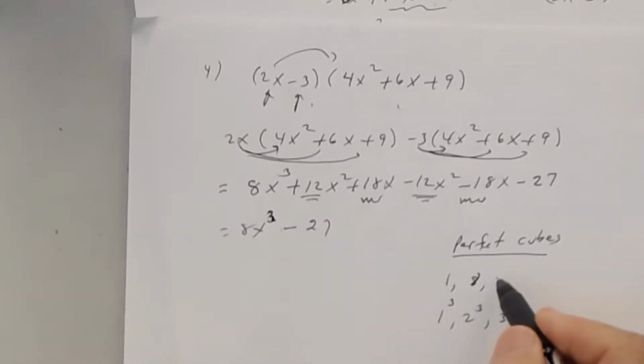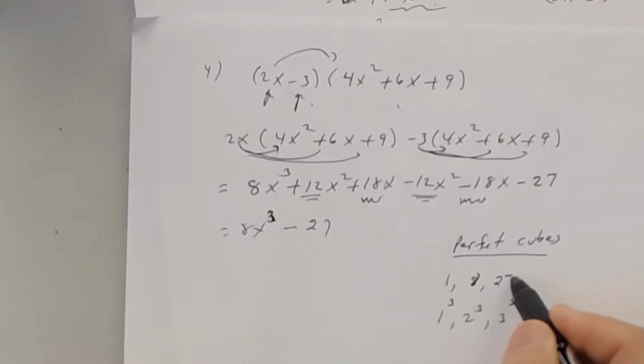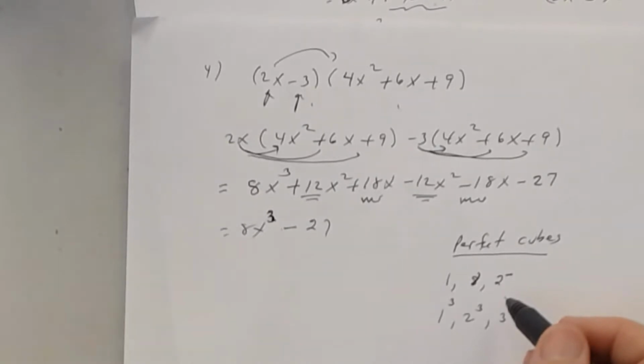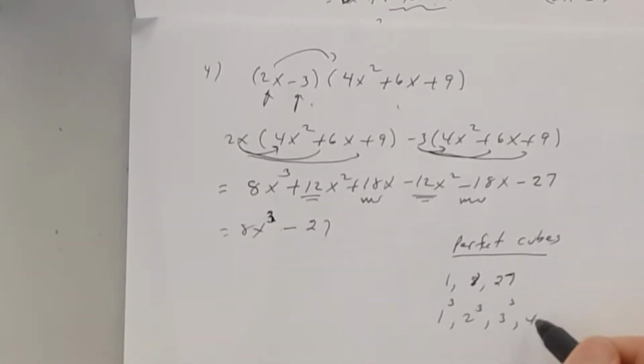What's the next perfect cube? Not 18. 3 times 3 times 3. 3 times 3 is 9. 9 times 3 is 27. And then 4 cubed, 4 times 4 is 16. 16 times 4 is 64. And then the numbers get much bigger.